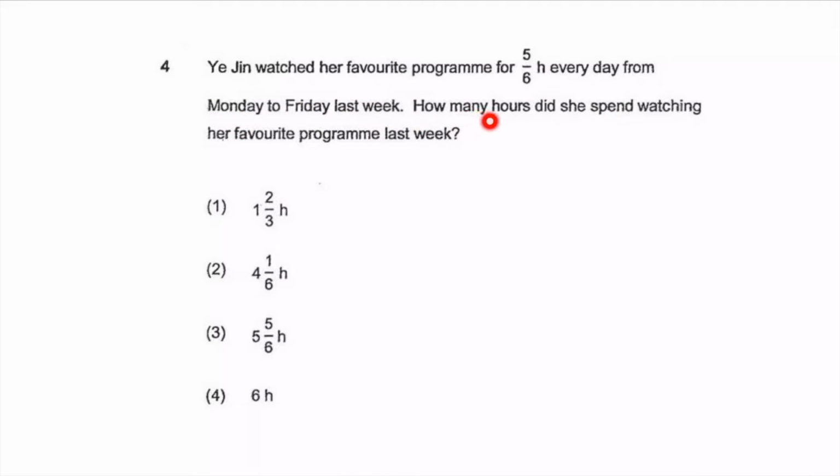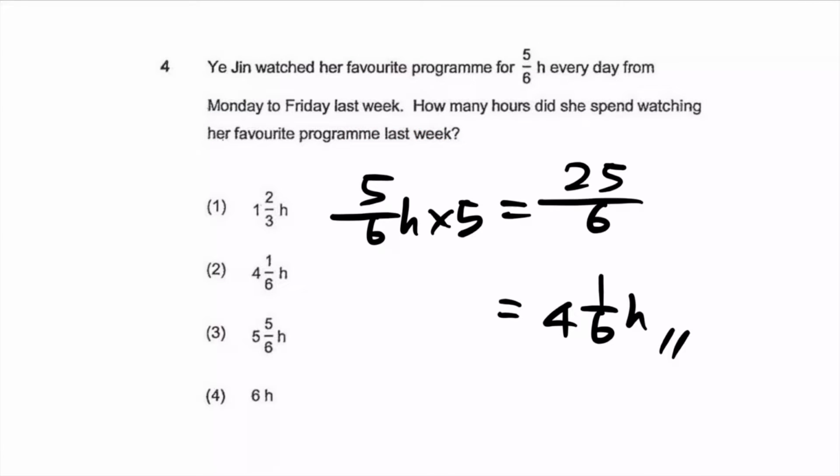So YJ watched her favorite program for this number of actual hours every day from Monday to Friday last week. How many hours did she spend on her favorite program? So that's from Monday to Friday, that's 5 days, so we'll multiply by 5. That means the numerators will multiply, giving us 25 over 6. So here we are dealing with an improper fraction to a mixed number, and 4 and 1/6.